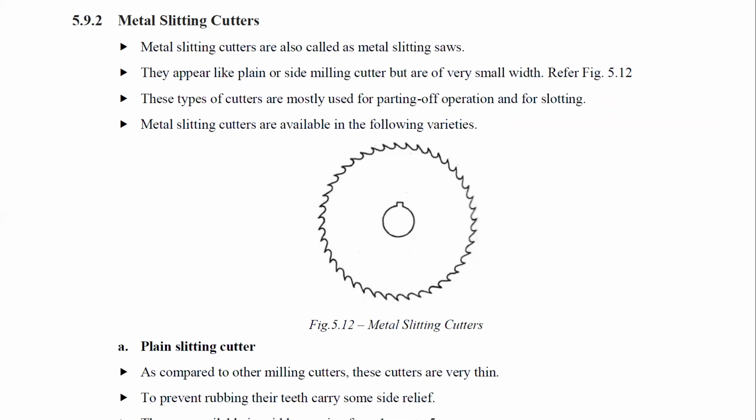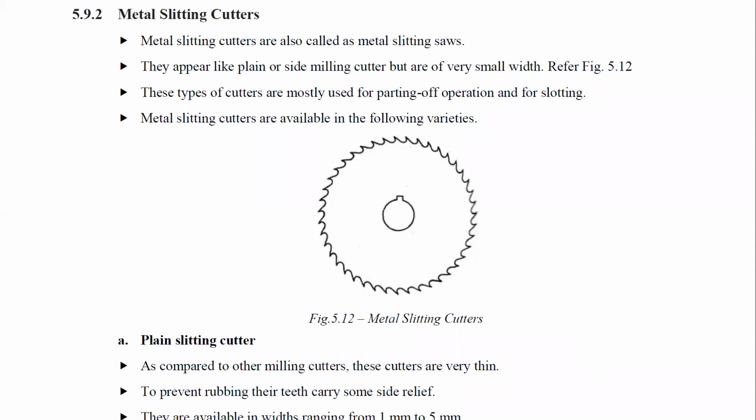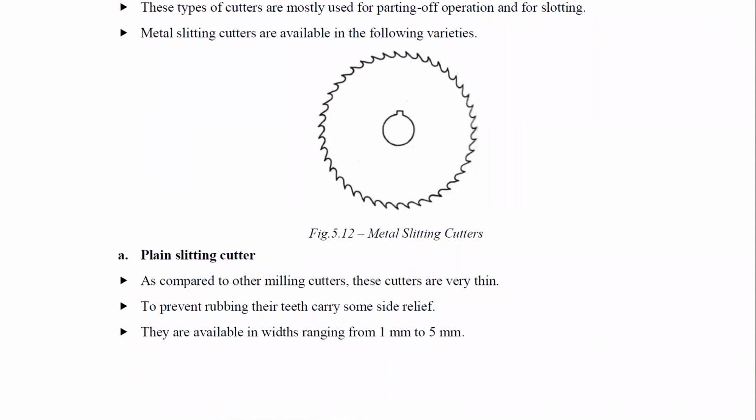Metal slitting cutters are available in the following varieties. First one is the plain slitting cutter. As compared to other milling cutters, these cutters are very thin. To prevent rubbing, the teeth carry some side relief angle. They are available in widths ranging from 1 mm to 5 mm.